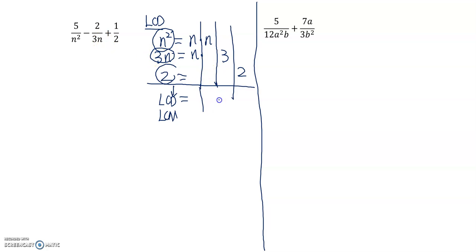So now we can bring one from each column. Let's bring down n, and then bring down another n, bring down a 3, and bring down a 2, and multiply all of them together. That gives us 2 times 3 is 6, n times n is n squared. So that gives us the least common denominator, 6n squared. So that's something a little bit new.